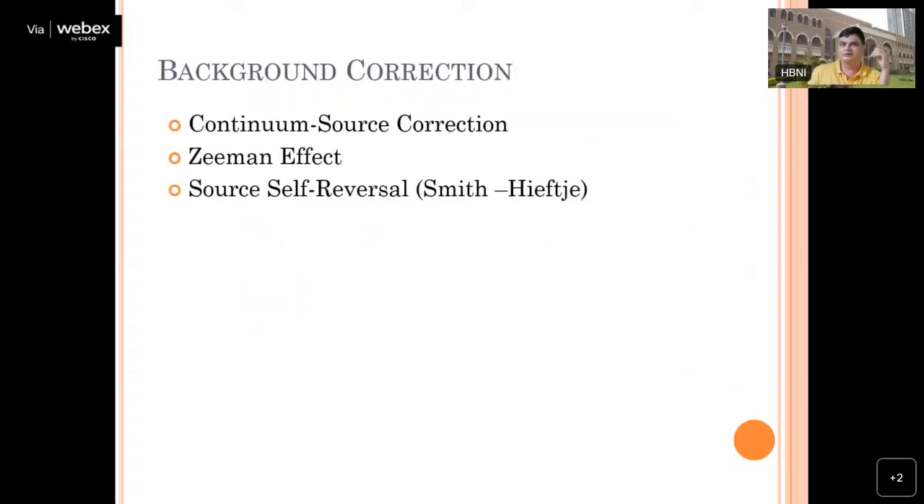Now, as in other techniques, all the techniques have some kind of background, and to get correct results one has to do background corrections. These backgrounds are coming. What is happening in this background?